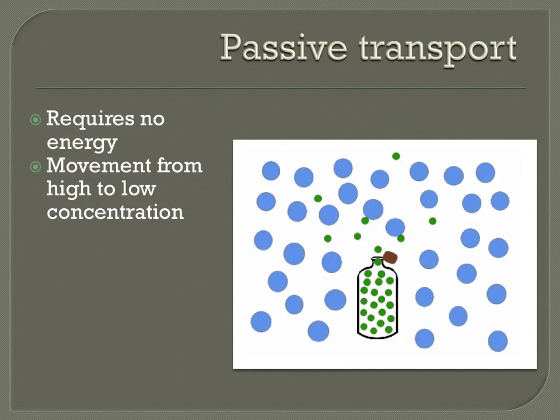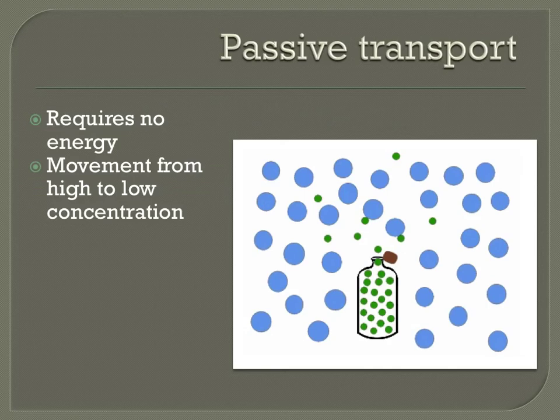The first type of transport that will be elaborated on in this video is passive transport. The term passive transport describes the process quite well. It's a means of transport, or a way that something can move in and out of a cell, and it's passive, meaning that it occurs naturally, without being acted on by outside forces.